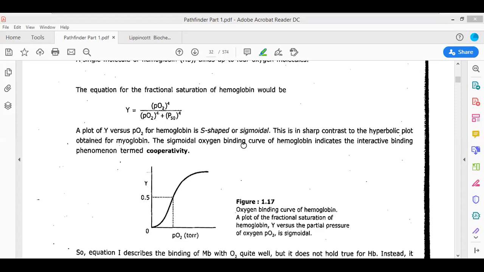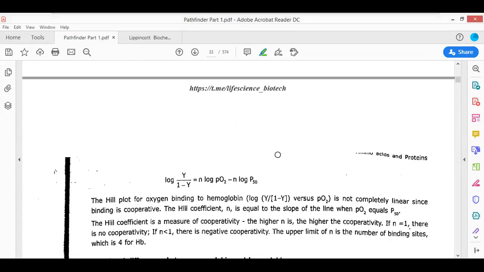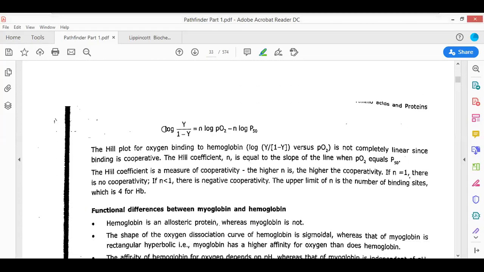You can further look forward. See this? The equation log y divided by 1 minus y equals n log PO2 minus n log P 50%. Sorry, there would be no n on y because this is a percentage. Percentage is like the number of marks obtained divided by the total number of marks. So percentage saturation y here is the number of binding sites occupied divided by the total number of binding sites present. Here it is percentage saturation y, the binding sites occupied divided by the unoccupied binding sites, and you get this equation.